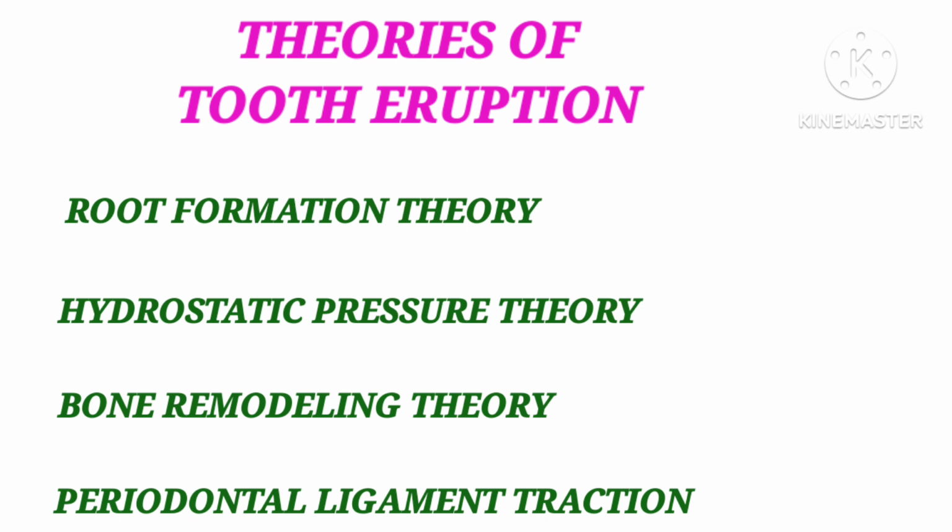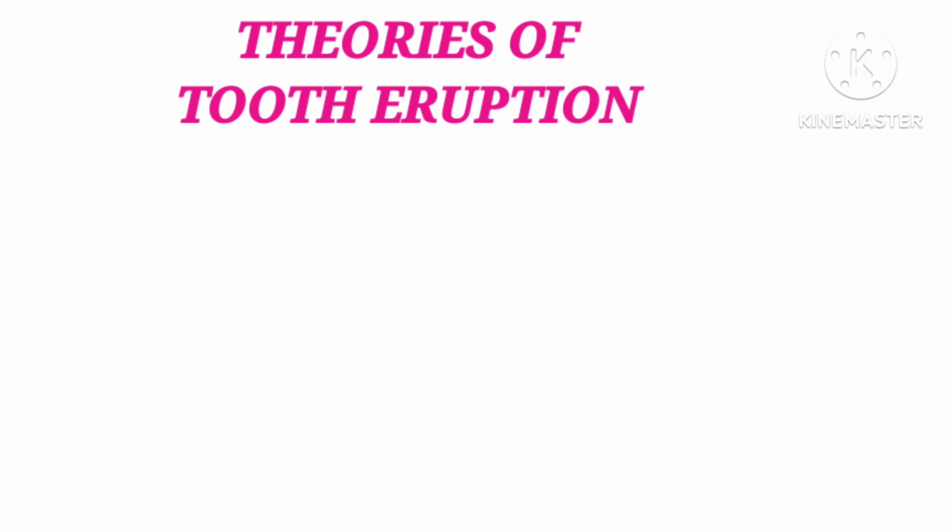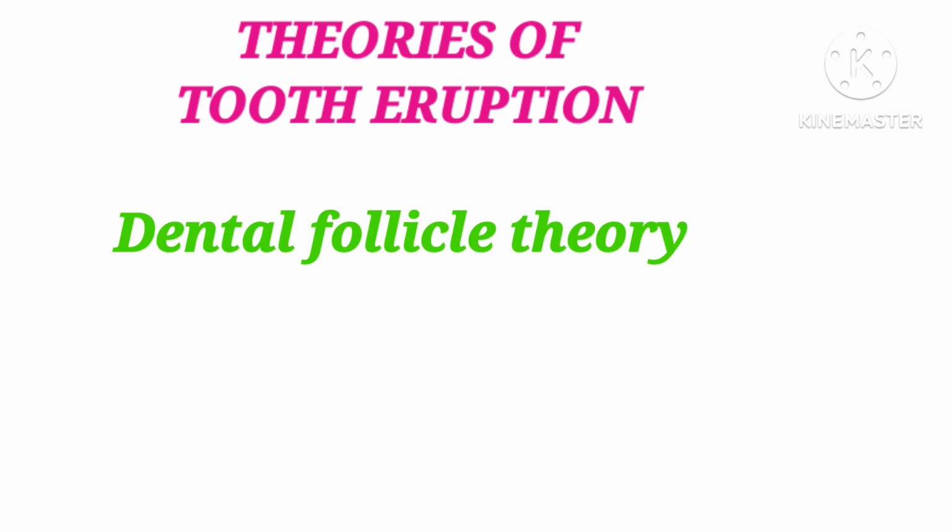There is one more theory called the dental follicle theory, which postulates that the dental follicle is capable of inducing bone resorption above the developing crown and bone apposition below it, and this enables the formation of an eruption path through which the tooth will be conducted.